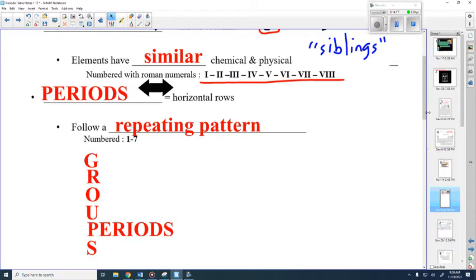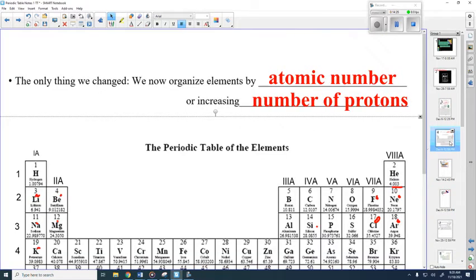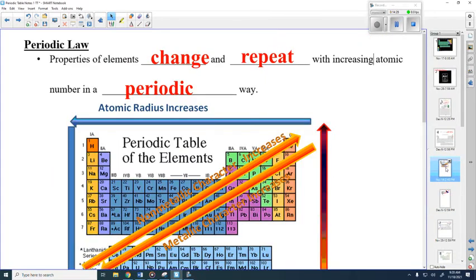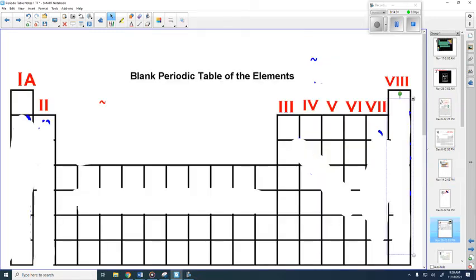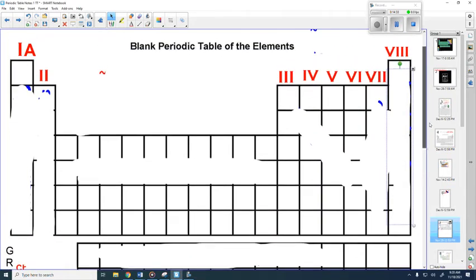Anyways, we do label our periods, our horizontal rows. We're just going to label them 1 through 7. So if we come back to this guy here. Where'd he go? There he is. All right. So down the side here, I go ahead and label these. 1, 2, 3, 4, 5, 6, 7.